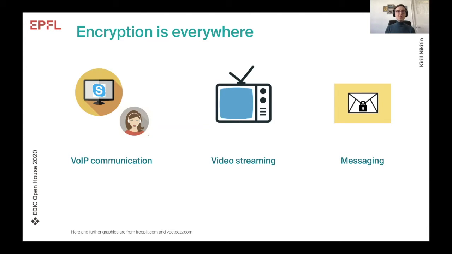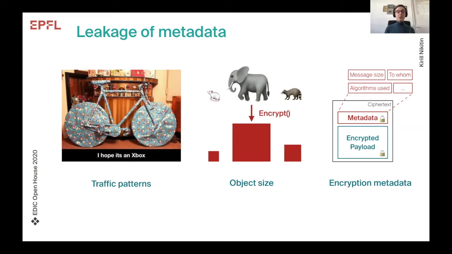Most of the communications that we do nowadays is encrypted, be it talking to your friend over Skype, streaming Netflix videos, watching this particular video on YouTube, or sending WhatsApp messages or encrypted emails. However, these encryption schemes tend to only protect the content of our communication, leaving some important metadata in clear.